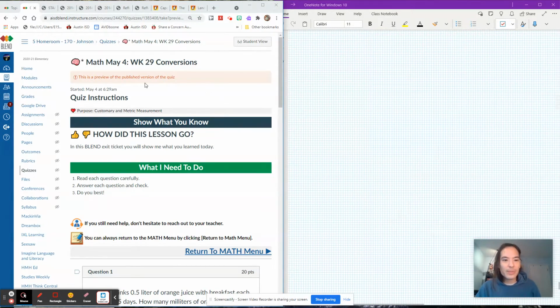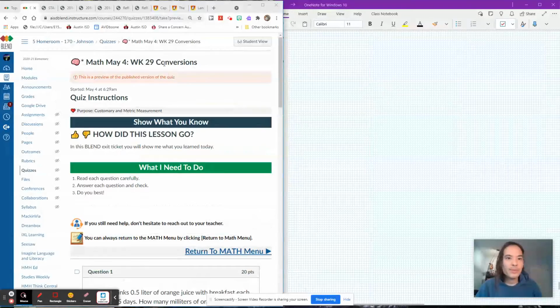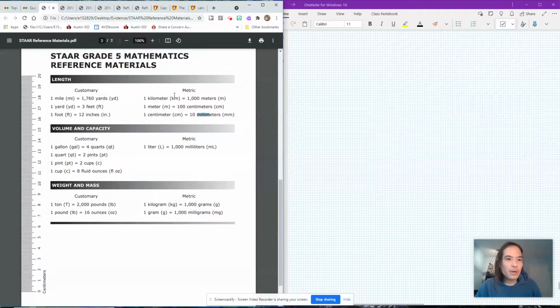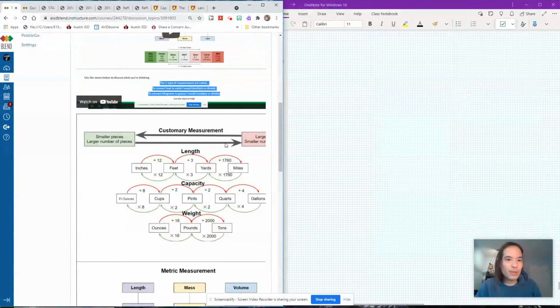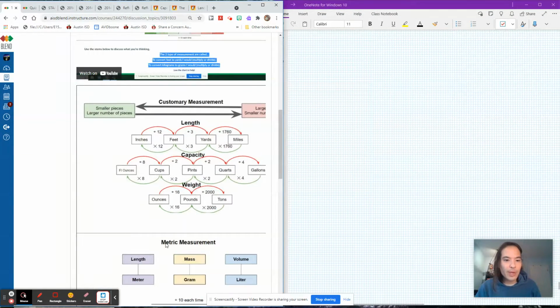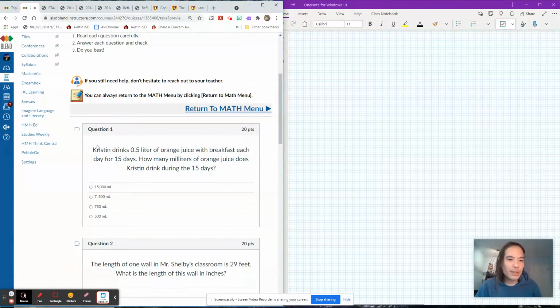And we're doing some conversions today. So it looks like a quiz. It's a pre-quiz. Your real quiz about this is tomorrow. So this one, I'm going to walk you through and show you how to calculate these using your star reference materials, or we can use the chart from yesterday's assignment as well. So I have those open, and we're going to go through and take a look at all of these.